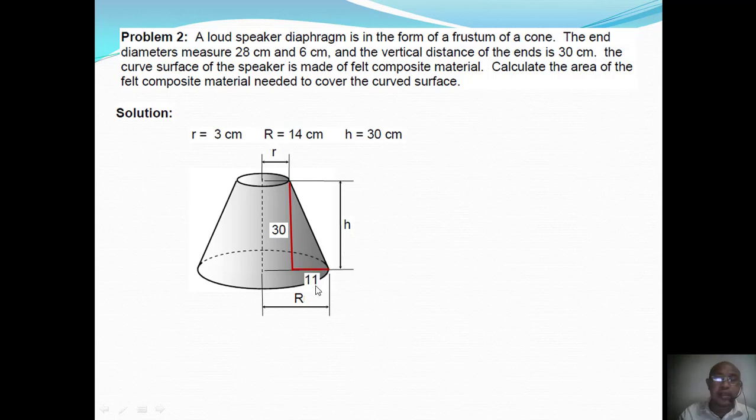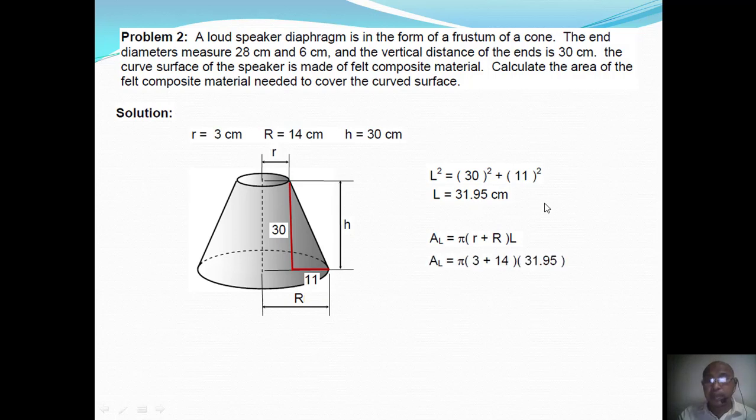Then we have here the slant height L. So to compute for L, L squared is equal to 30 squared plus 11 squared, and that is equal to 31.95 centimeters. Okay, so the lateral area of the frustum, that is pi times R plus r times L. So r is 3, big R is 14, L is computed 31.95. So the lateral area or the total material needed is 1,706.4 square centimeters.